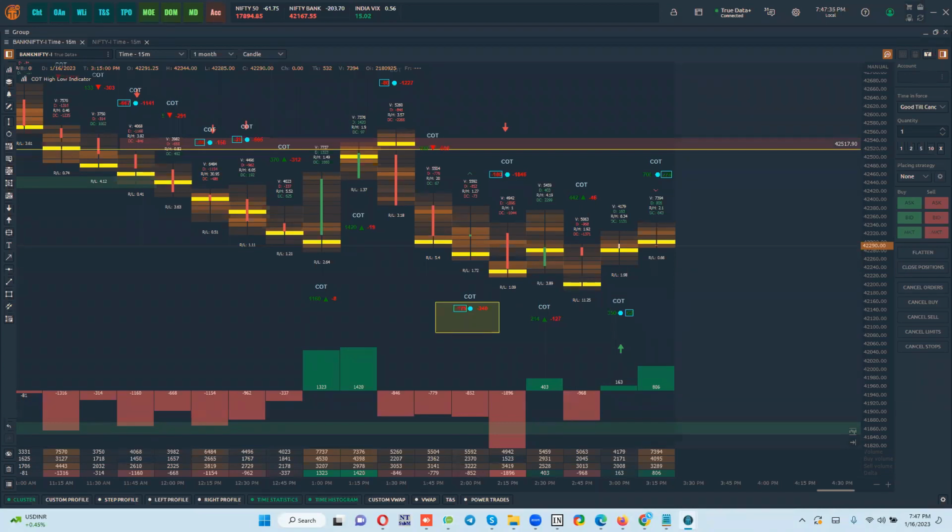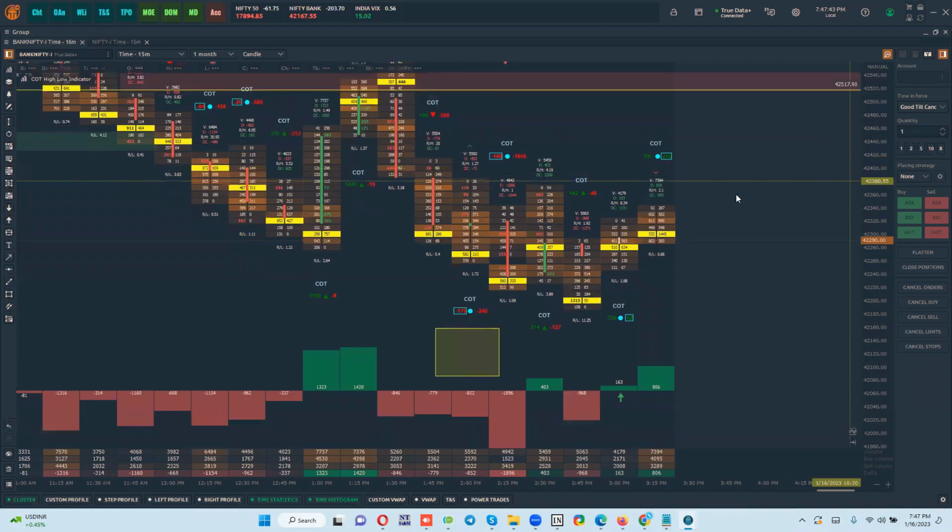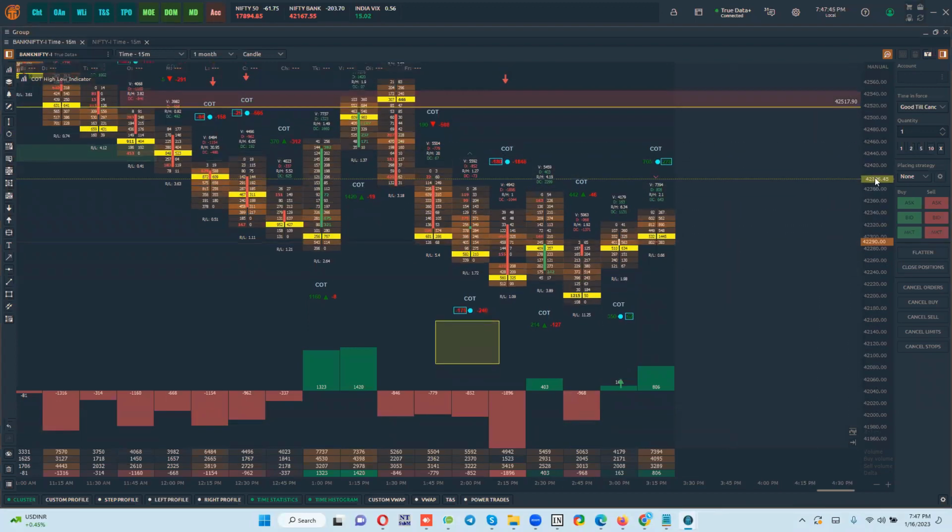Why is detecting trapped buyers and sellers important? It is important for us to know where exactly the market could see some kind of strong reversal. Why? I'll tell you why. If there are trapped sellers out here, what will happen? They may put a stop loss at this high, or this high, or some kind of a high.